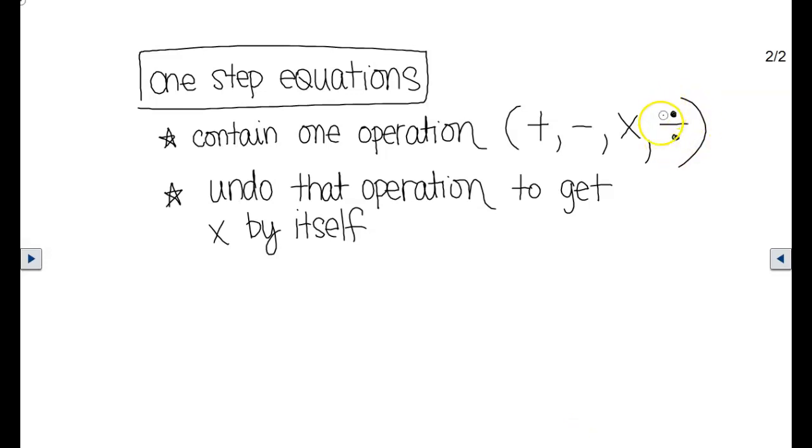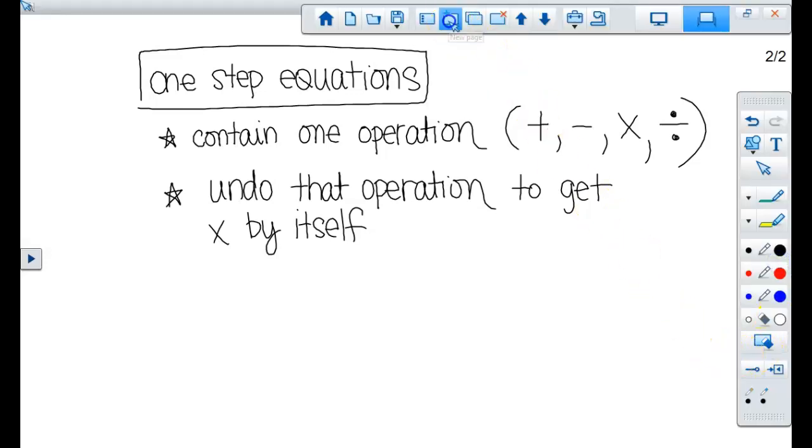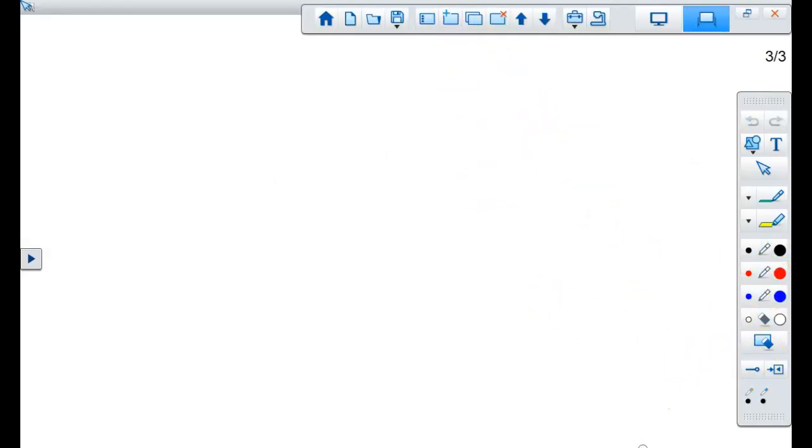And then finally, if your equation contains division, then you're going to have to do the opposite of division, which is multiplication. So one-step equations are going to contain one of the four operations, and you're going to undo that operation by doing the opposite to get that x by itself. So let's look at some of these problems and talk about how this goes.